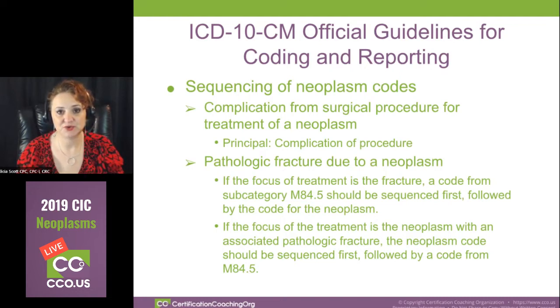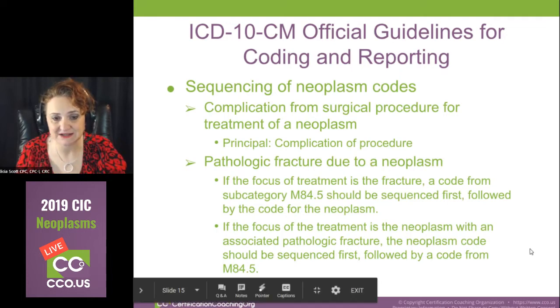If you're having treatment for the neoplasm and they have a pathological fracture, then the sequencing is different. Why are they being seen? We're giving them chemo. Oh, they're getting chemo, but they also have a fractured femur. Then the M84.5 is sequenced after the cancer, because why are they being seen? They're not being seen for the fracture. They're being seen for their treatment for the malignancy.